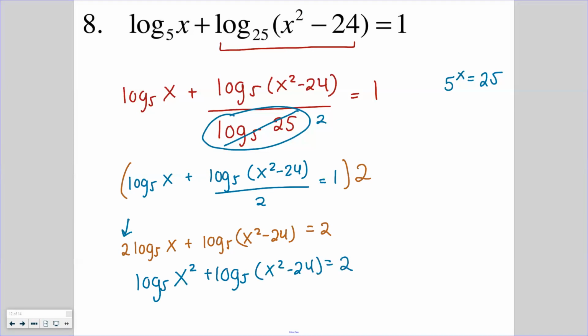And once I've got this, now we can combine the logs on the left-hand side by multiplying the arguments together. So I can make this a single log of base 5. And my argument is now x squared times x squared minus 24.